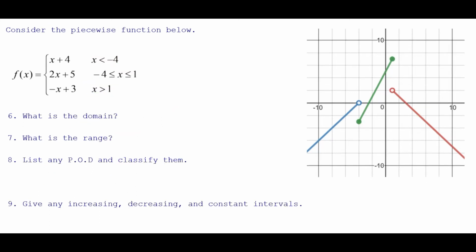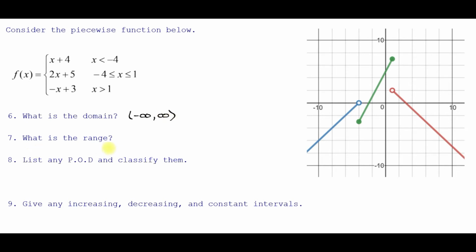Continuing with this same function, we just want to look at a couple properties of this function. So what's the domain of the function? Well, the domain is all numbers less than -4, and between -4 and 1, including -4 and 1, and then all numbers greater than 1. So really my domain here ends up being all numbers, so we're going to say -infinity to +infinity.